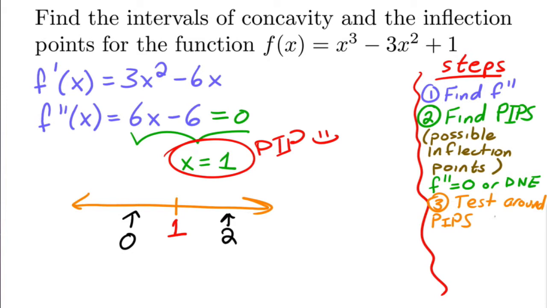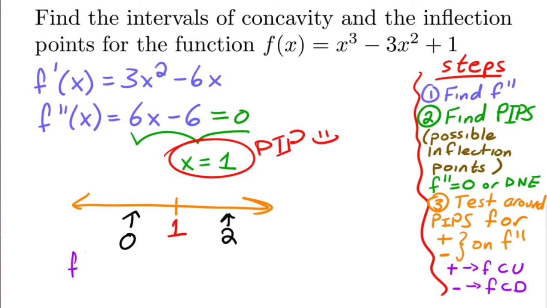And what you're going to do is test for positive or negative on the second derivative. Now, what is that going to tell you? Well, remember, if the second derivative is positive, that means the function is going to be concave up. If the second derivative is negative, that means the function is going to be concave down. Oh, so it's the same thing as the first derivative test, except that it just tells you something different. So you plug in 0 into the second derivative, you plug in 2 into the second derivative.